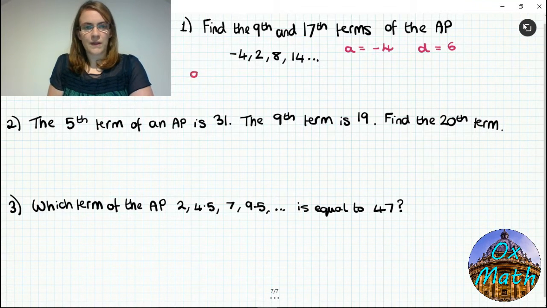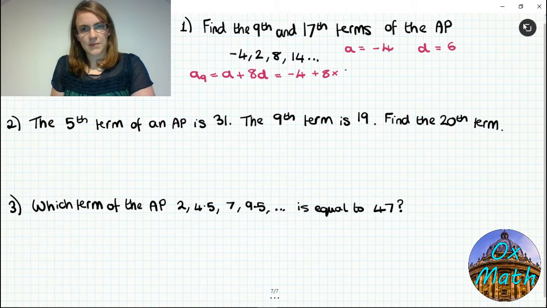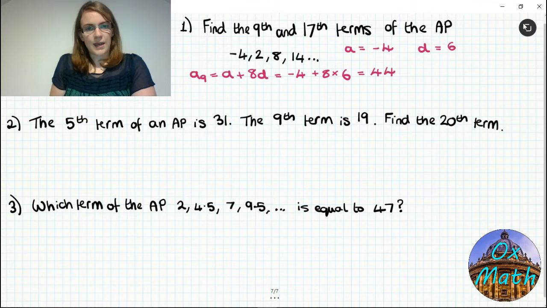So our 9th term, a9, is going to be equal to a plus 8d, because 1 less than the term number each time, so minus 4 plus 8 times 6 is 44, and our 17th term is going to be equal to our first term plus 16 differences.